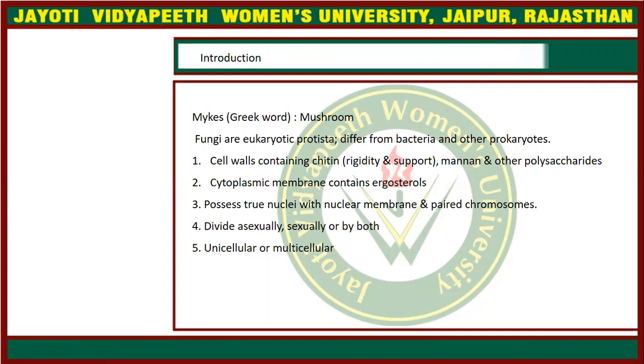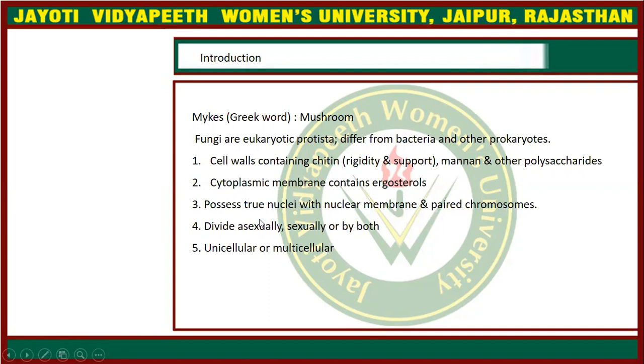The cell wall of fungi has chitin, which plays an important role in providing rigidity and support to fungi, and they also have mannan and other polysaccharides in their cell wall structure. The cytoplasmic membrane of fungi has ergosterols in its structure, and since fungi are eukaryotic, their nucleus is paired with chromosomes.